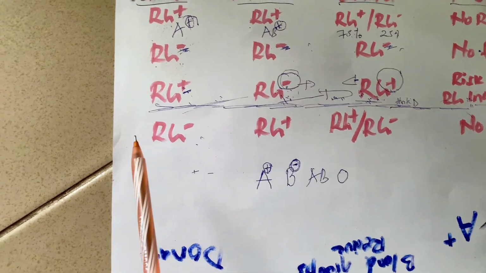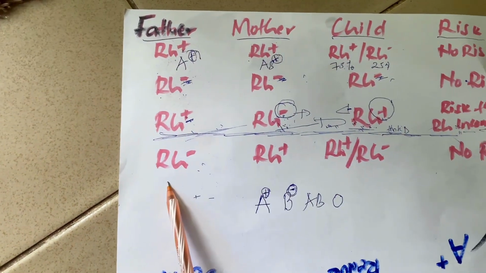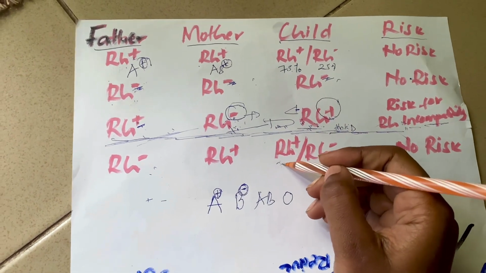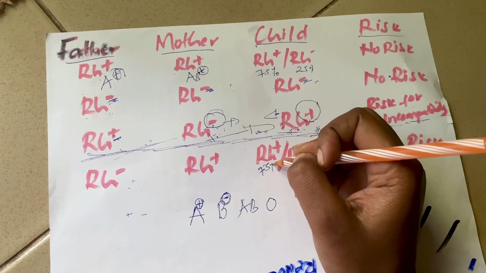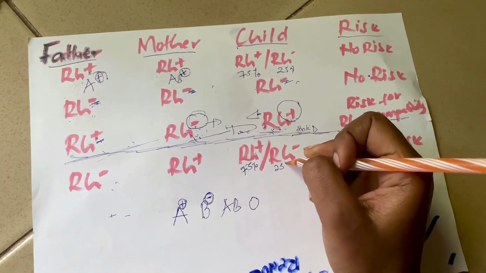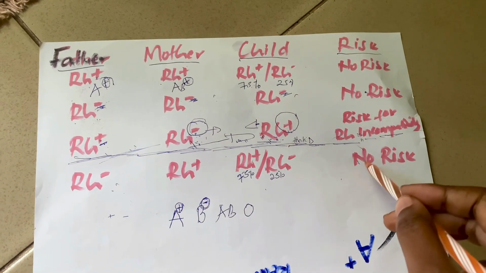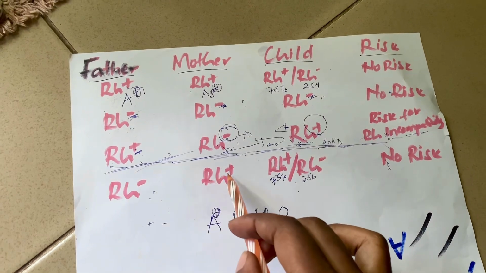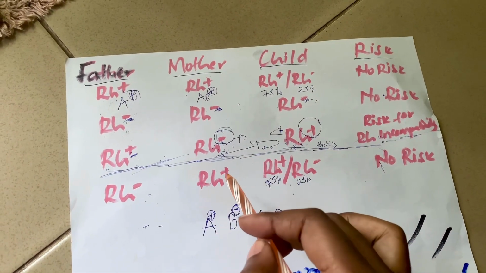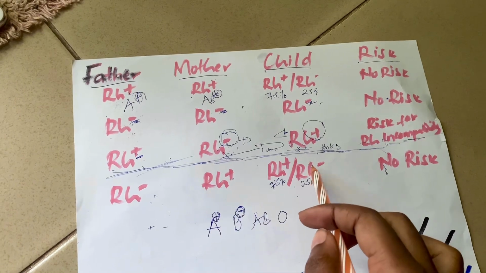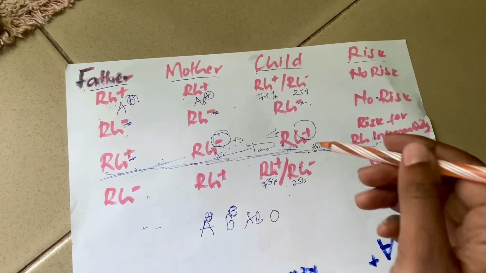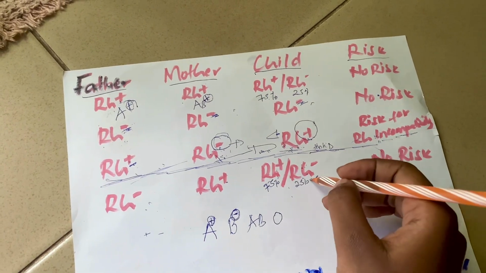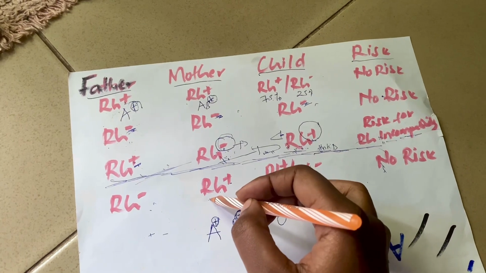So lastly, we are looking at Rhesus negative father and Rhesus positive mother. There are also high chances, 75%, that the baby is going to be Rhesus positive, and 25% that the baby is going to be Rhesus negative. But still here, there is no risk. Even if the baby is Rhesus negative, as long as the mother is Rhesus positive, first of all, the mother's immune system will not react with the baby's. And also, the baby's blood amount is very, very little. Therefore, the baby's antibodies cannot destroy the mother's antibodies.